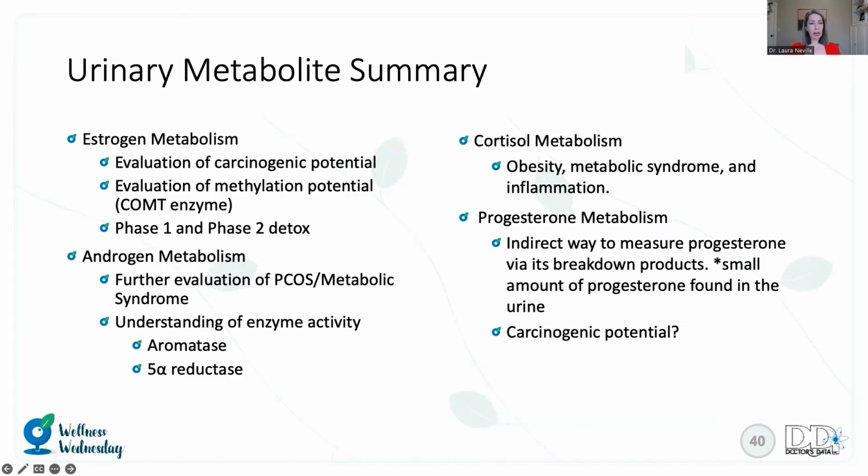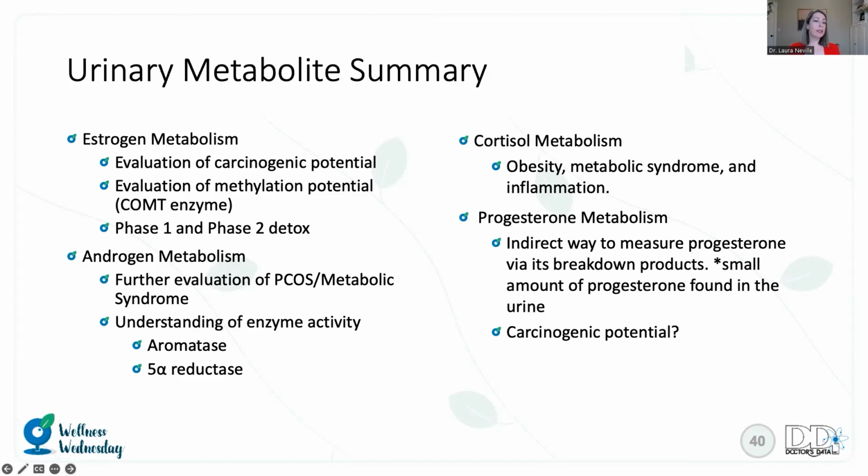So as a summary here, whenever you're thinking about maybe using urinary metabolite testing, know that you can take this information and glean some details about estrogen metabolism. So looking at carcinogenic potential, looking at how well is this patient methylating, how well is that COMT enzyme working. You're looking at phase 1 and phase 2. You're looking also at androgen metabolism. So patients with PCOS, or maybe you're suspecting PCOS, they have symptoms that are cohesive to that metabolic syndrome.